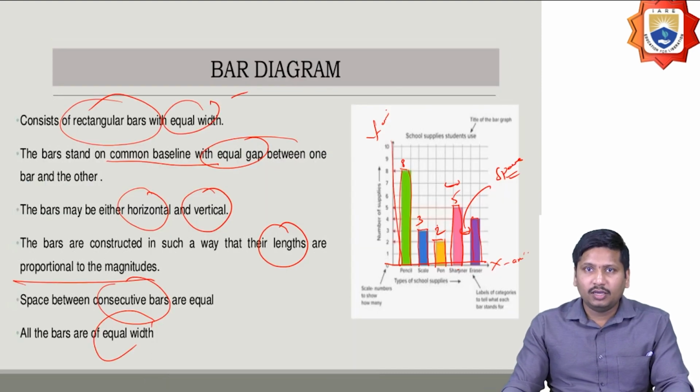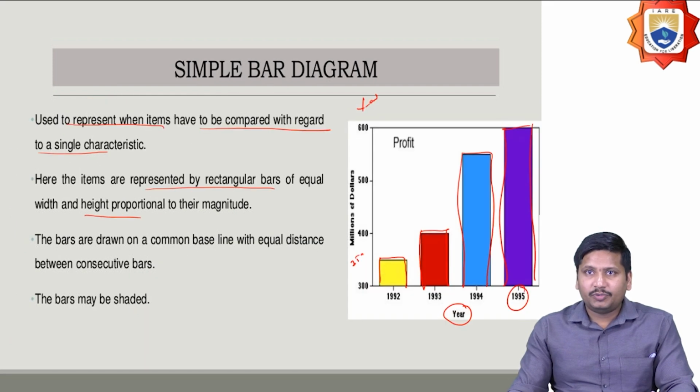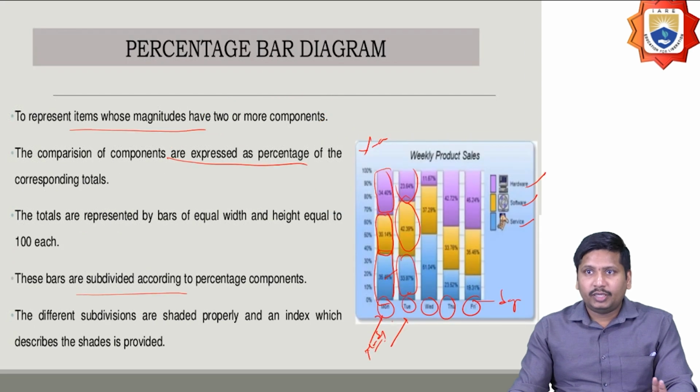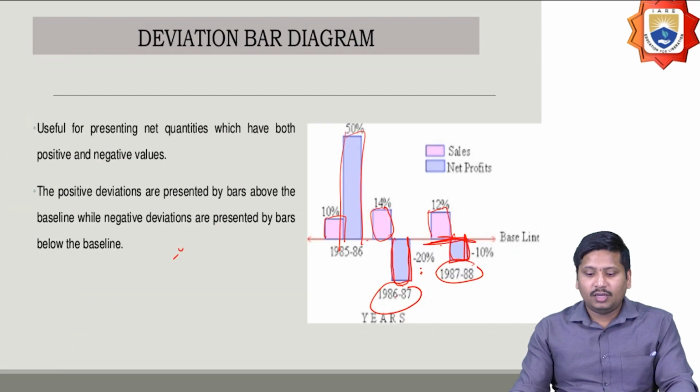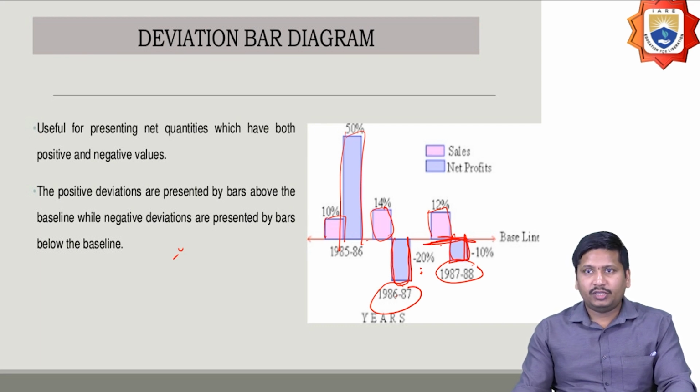And the bar chart is the next one, where we can represent the different bars. We have different types of bar diagrams like simple bar, composite bar, multiple bar, and percentage bar diagram. The deviation bar is another variety that can show the relationship between positive and negative deviations. If it is a positive deviation, the bar is represented above the baseline, and if it is a negative deviation, the bar is below the baseline.